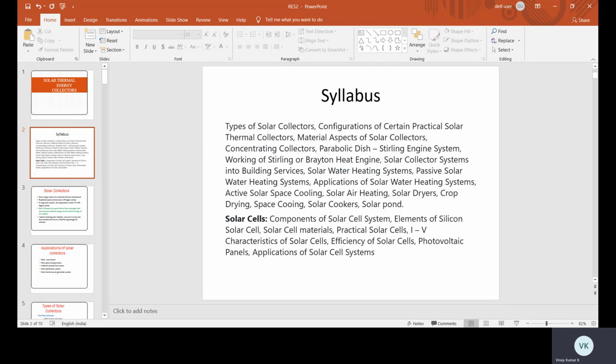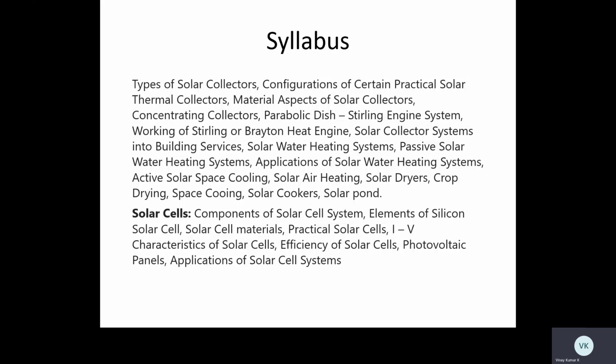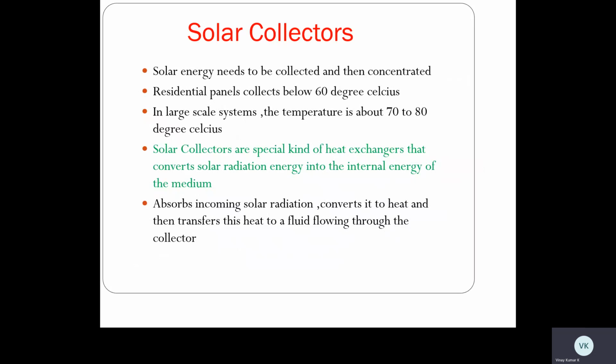Solar collectors. First, before going to the types, we have to look at what is meant by solar collectors. That is, solar energy needs to be collected and then concentrated. For making use of solar energy for our best applications, we have to store it first. So solar energy needs to be collected and then concentrated. Residential panels collect below 60 degrees Celsius. Whatever solar panels that we install at the rooftops or for our home appliances, these collect below 60 degrees Celsius.